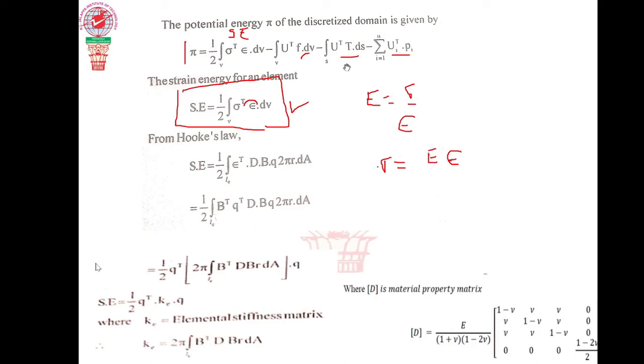Now here we have sigma transpose epsilon dV. From Hooke's law, we get half of the integration of epsilon transpose D B into 2 pi r dA. So what does this 2 pi r dA mean? 2 pi r is nothing but which area?